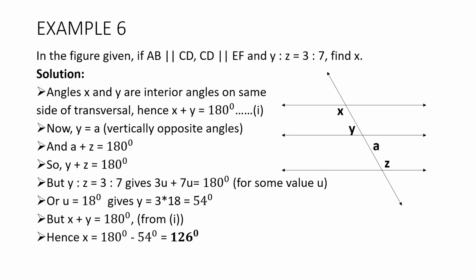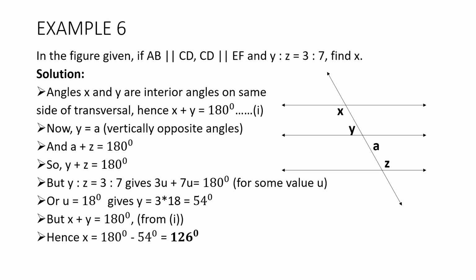Again, A plus Z, they are on the same side of the transversal, so they will also be supplementary. So A plus Z will be equal to 180 degrees. But Y is A, so instead of A, put Y. So now you have Y plus Z also 180 degrees. But now Y is to Z is 3:7. So suppose Y is 3U and Z is 7U. So Y plus Z is 180 degrees, or 3U plus 7U is equal to 180 degrees. So this will give you U as 18 degrees. Since U is 18 degrees, Y is 3U, which is 54 degrees.